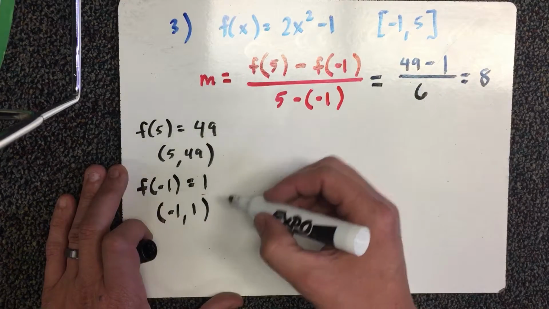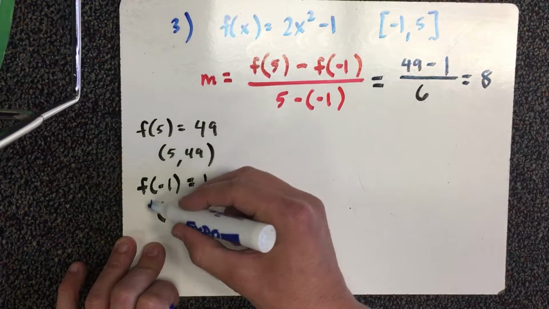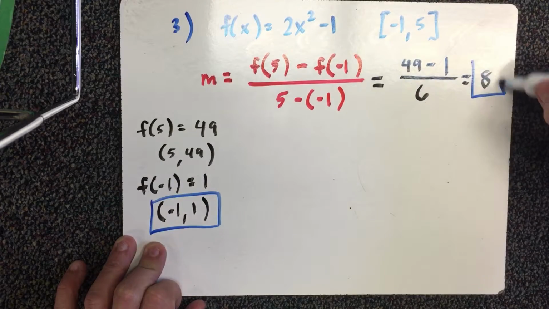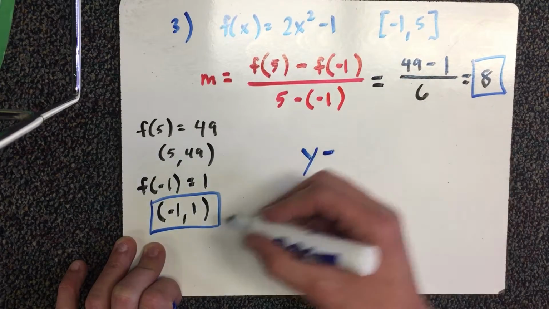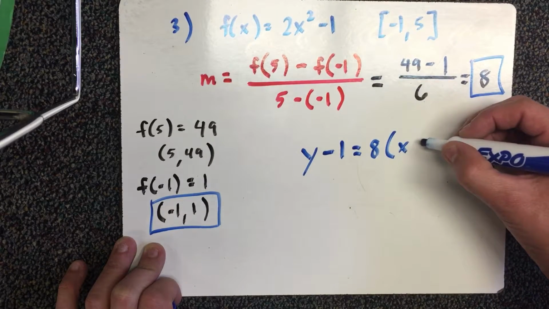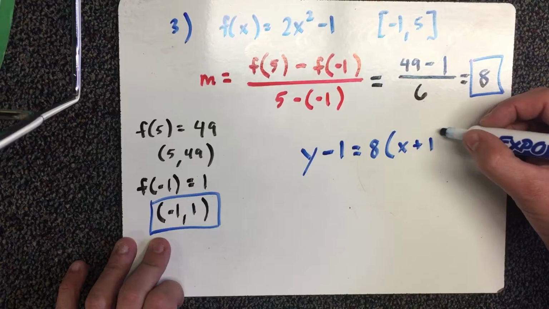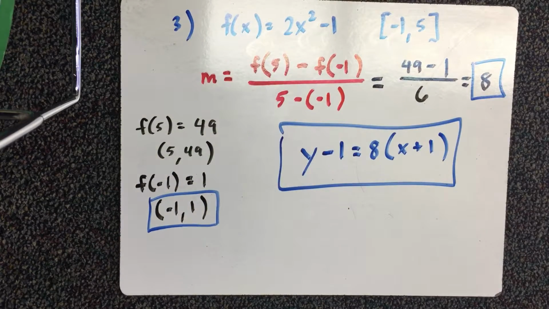We have 2 points to choose from. I can use either one I want. I like the smaller numbers. I will use the smaller one. Point slope, I can use point slope formula. Y minus the y coordinate equals 8 times x minus the x coordinate, and you have the equation of your secant line. Okay, so that's number 3.